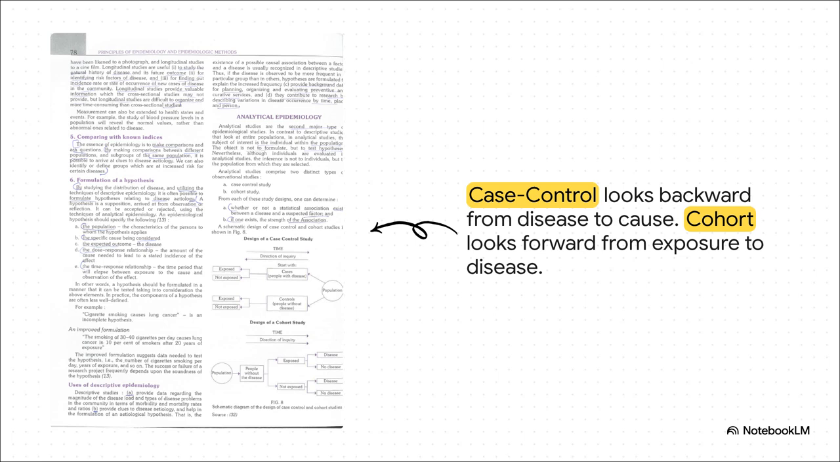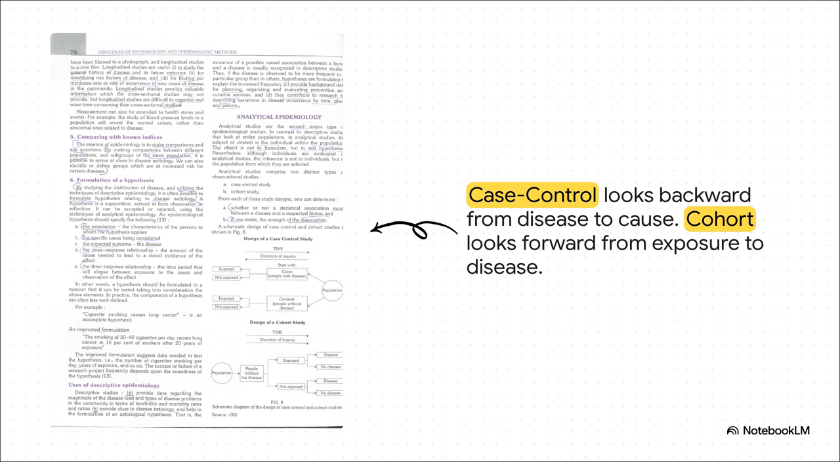Essentially, they can either work backward in time or they can work forward. A case control study works backward. It starts with people who are already sick, the cases, and compares them to healthy people, the controls, to figure out what was different in their past.